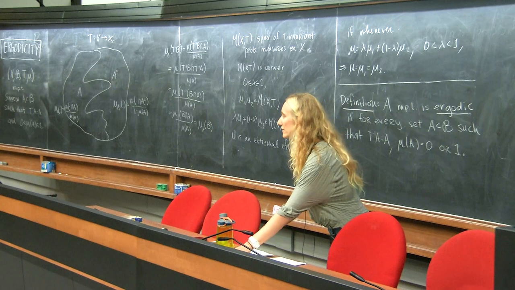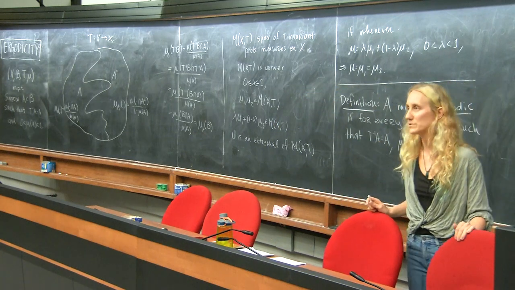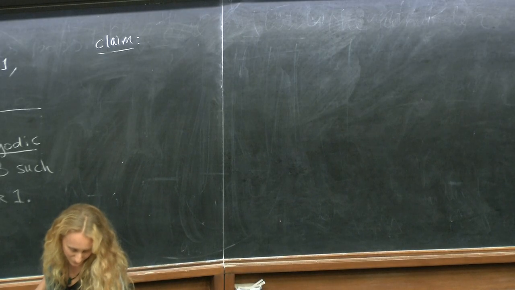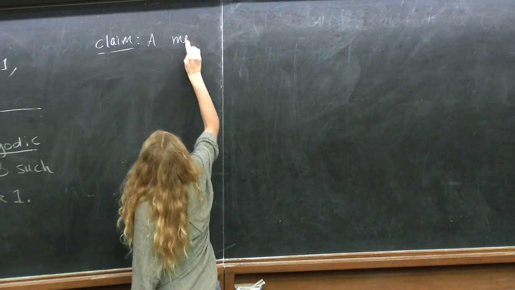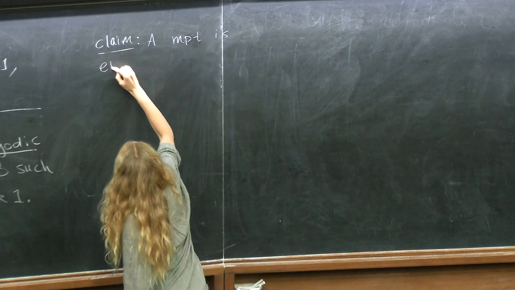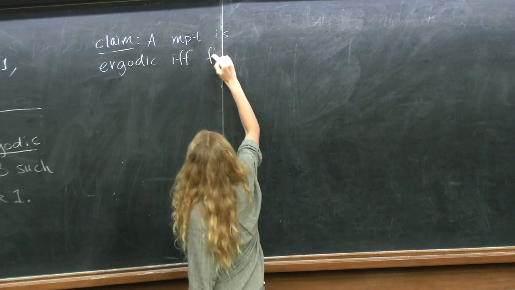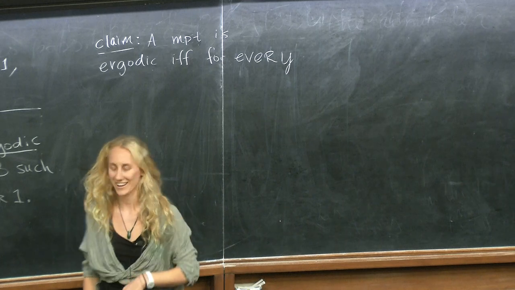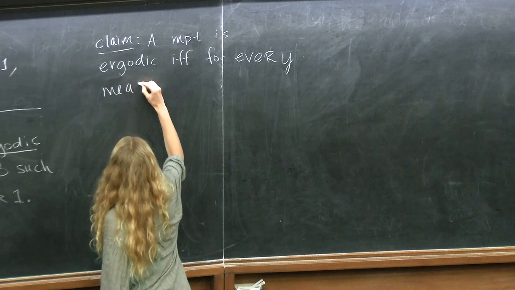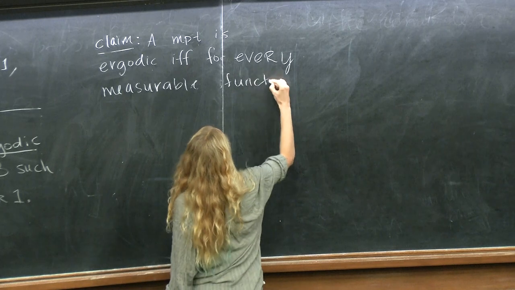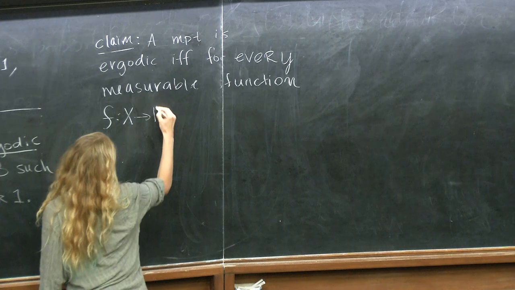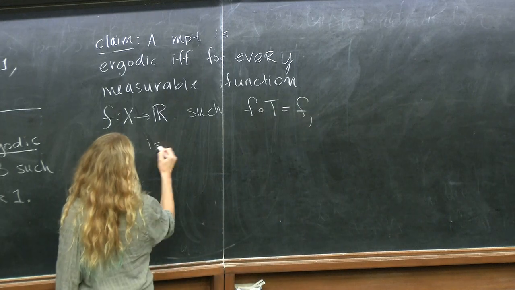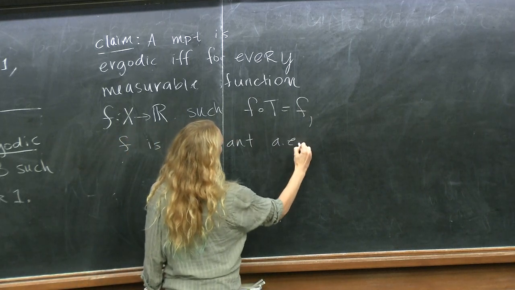Okay, so there are other ways of characterizing ergodicity, or perhaps using this definition to come up with equivalent statements for different objects. So let me give you a claim. A measure preserving transformation (MPT) is ergodic if and only if for every measurable function f, say from X to R for now, such that f composed with T equals f, f is constant almost everywhere. Okay? Am I writing large enough? Can you guys see in the back? Yes? Okay, thanks.